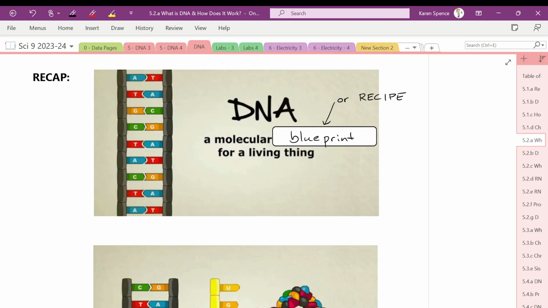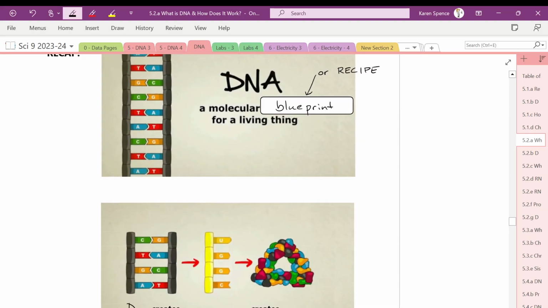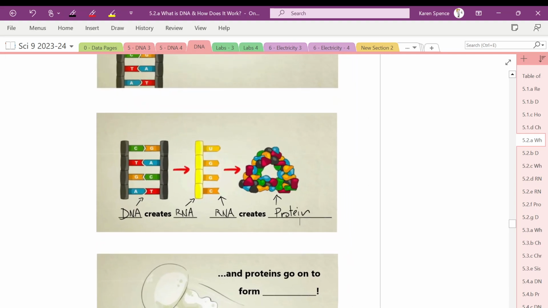In order to make the protein, we have the DNA, and we make partial copies. What are those partial copies called? RNA. And then the RNA, we read that and we make a protein. So DNA makes RNA, RNA makes protein. And proteins go on to form life.